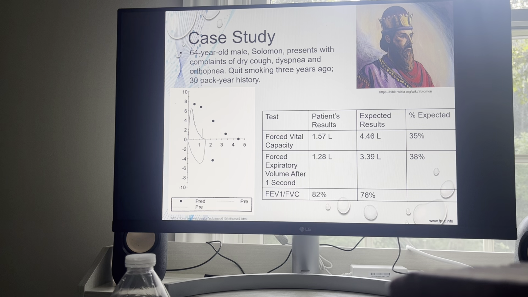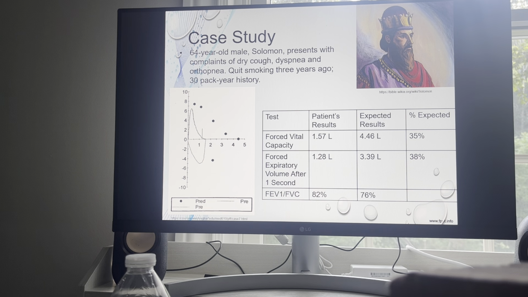A 64-year-old guy, Solomon, presents with complaints of dry cough, shortness of breath, and shortness of breath when he's laying down. Quit smoking 3 years ago, but he has a 30-pack year history. Flow loop inspiration. Notice on the expiratory phase, we have a narrowed peakness. There is also some mild concavity. But it is peaked, it is tall, it is narrow. That is suggestive of restrictive. His inspiratory looks pretty good for restrictive. So that kind of suggests restrictive, but there is concavity.